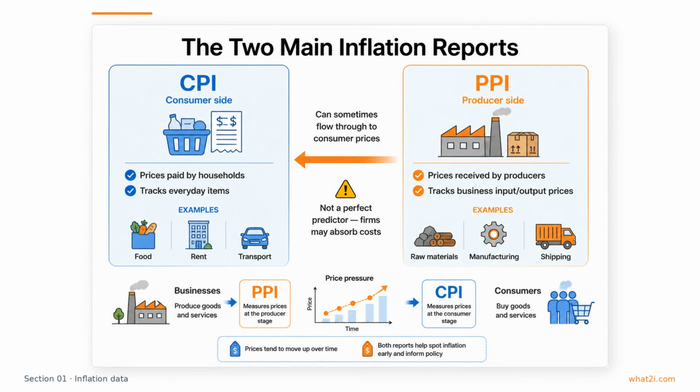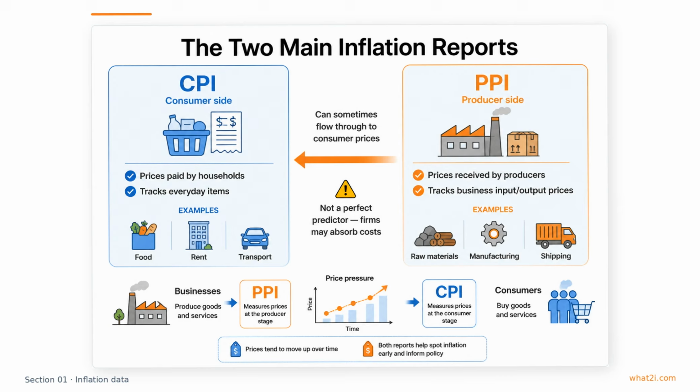The two most common inflation reports are CPI and PPI, and they look at prices from different points in the economy. CPI, or Consumer Price Index, tracks the prices households pay for goods and services such as food, rent, and transportation. PPI, or Producer Price Index, tracks prices received by producers and businesses, so it sits earlier in the chain. That is why traders often think of CPI as the consumer side measure and PPI as the business side measure.